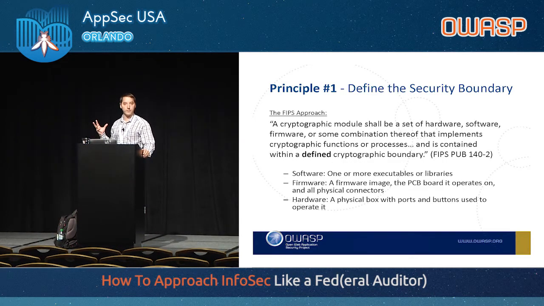So if you're trying to accredit a piece of software, maybe it's just a single binary, like a shared library, or maybe it's a set of binaries that talk to each other. If it's firmware, maybe it's a PCIe HSM module. So the boundary would actually be the physical boundary of the PCB board, but it also would contain all of the firmware and hardware components within that PCIe card. And lastly, if it's a hardware box, the boundary would be the entire chassis. And that would include all the ports and components within that chassis.